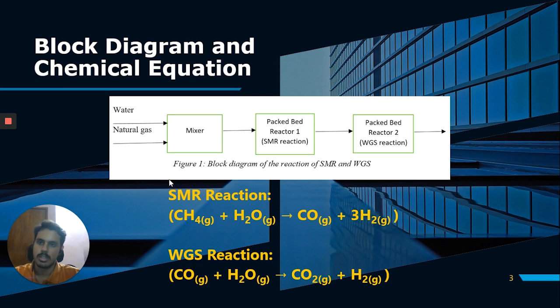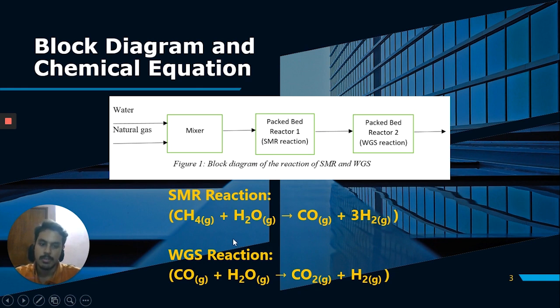So for the integrated design project for reaction engineering, first we have to produce hydrogen gas. Water and natural gas must be mixed in a mixer and undergo steam methane reformation with a chemical equation of CH4 in the gas phase reacts with H2O in the gas phase to produce carbon monoxide in the gas phase and 3 moles of hydrogen gas in the gas phase.